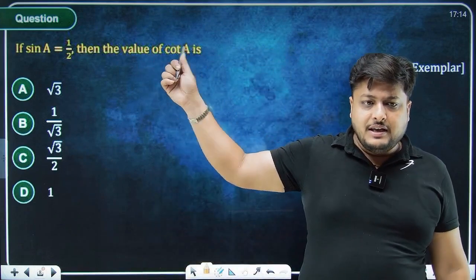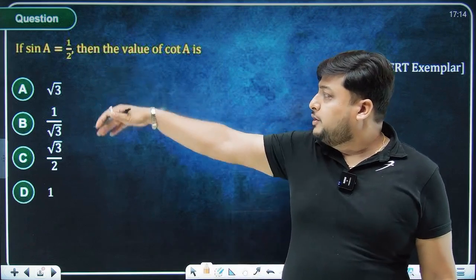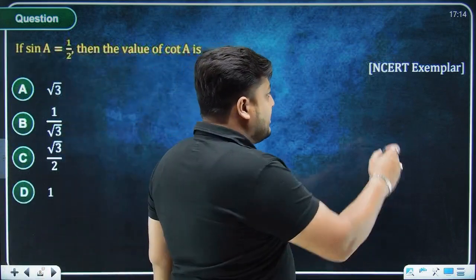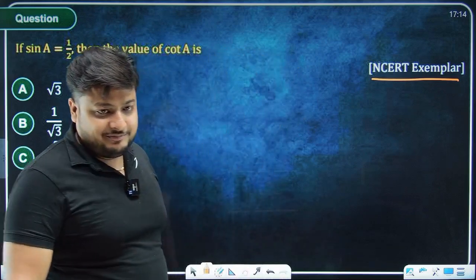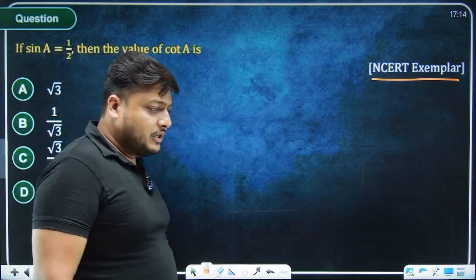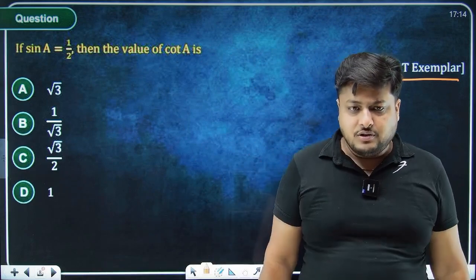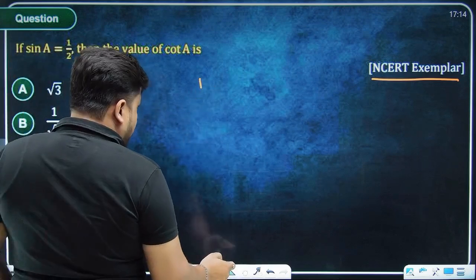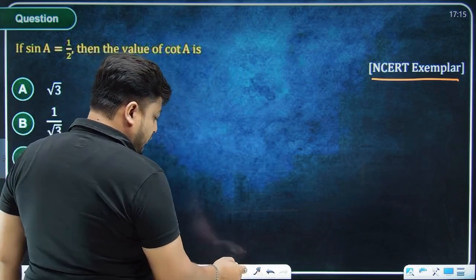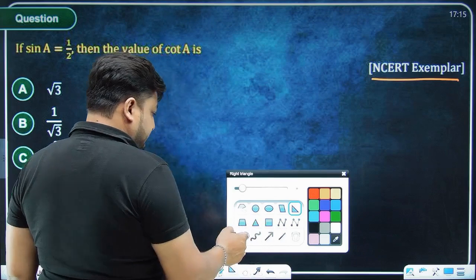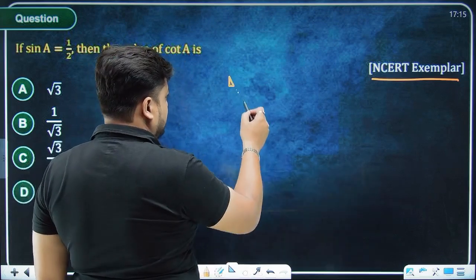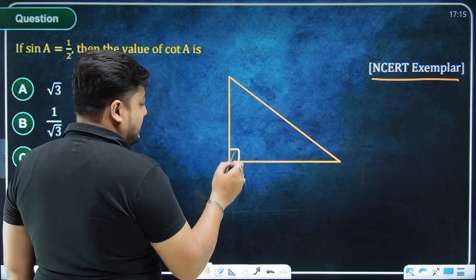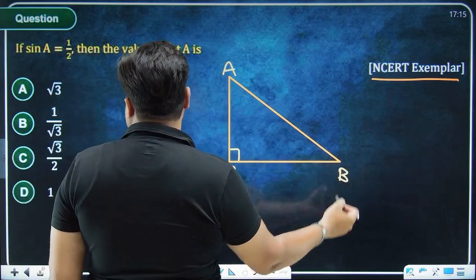So this is the question. If sine A equals 1 upon 2, you have to find out the value of cot A. How can we find the value? This is a question from NCERT Exemplar. So how do we solve this question using the trigonometric ratios which we have studied on previous slides? Okay, so let's see. First of all, we have to draw a beautiful triangle. So this is our triangle. Let's suppose here it is B, and this is the right triangle with A and B.